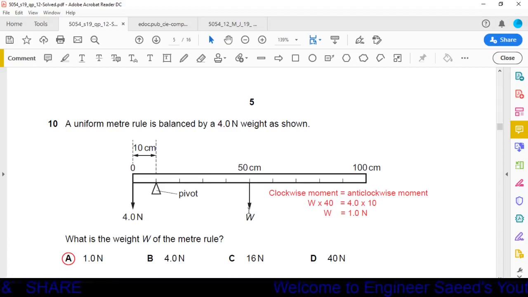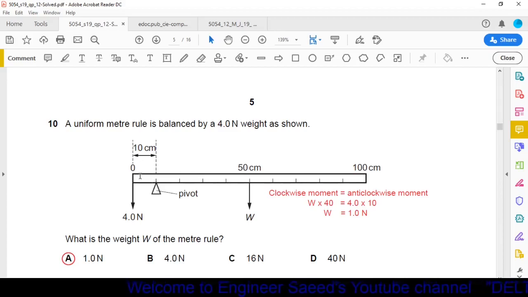The topic is related to moment. In moment, it is defined that in equilibrium, clockwise moment is equal to anti-clockwise moment. Here we have a force that is equal to W, acting at this point. Now the distance from this point to the pivot is equal to 40 centimeter.